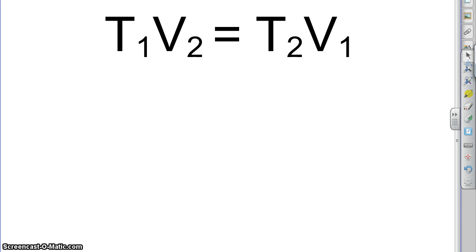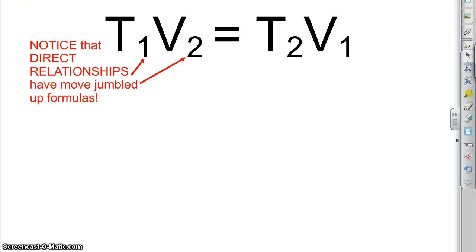Now notice something. If you've seen Boyle's law, P1 V1 equals P2 V2, that's really simple and easy. And this one's a little bit more jumbled up. Notice that the direct relationships, since we express them as products, have jumbled up formulas. If we wrote them as ratios, we would see that they weren't as jumbled up. But we're going to write things as products because I think it's a little easier. But anyhow, remember, for direct relationships, the formulas are going to have the 1's and the 2's all mixed up together. You're not going to have 1, 1, 2, 2. You're going to have 1, 2, 2, 1. And so that's a little tip. If one goes up, the other goes up, direct relationship, your formulas are more jumbled.